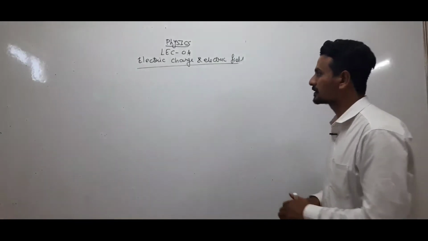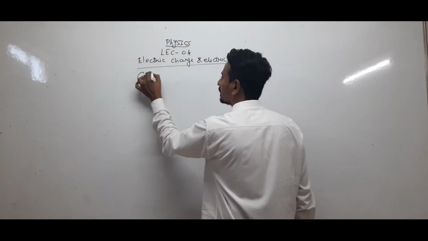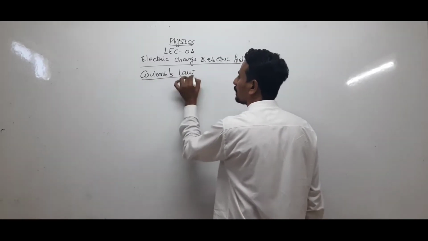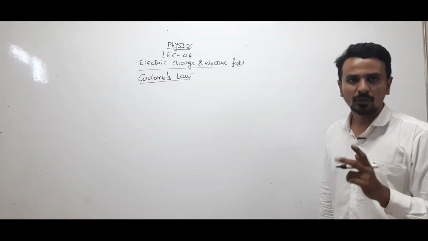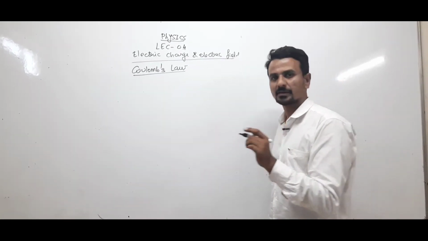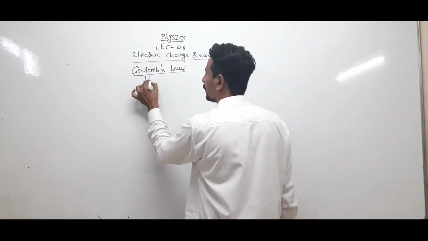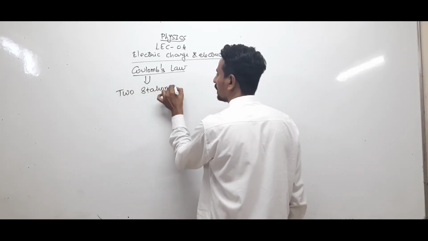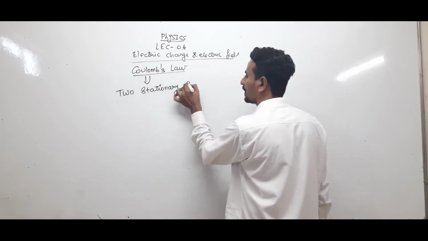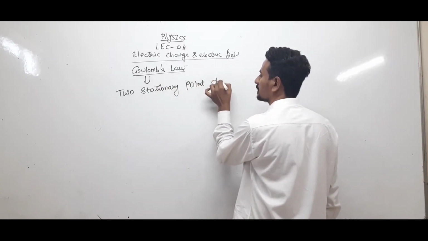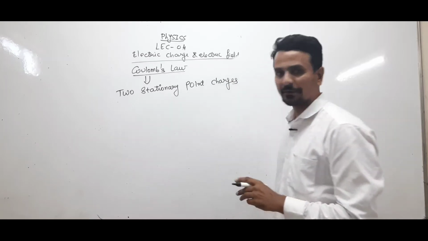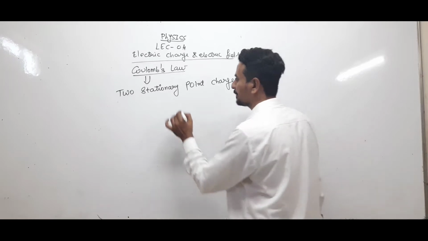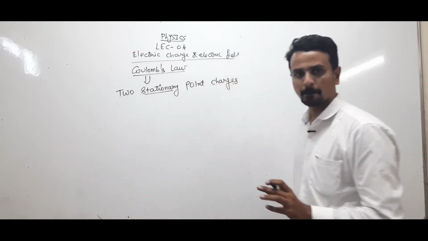So Coulomb's law. Coulomb is the name of a scientist. Coulomb's law is for two stationary point charges. How to calculate the force between two stationary point charges? Stationary means charges which are at rest.